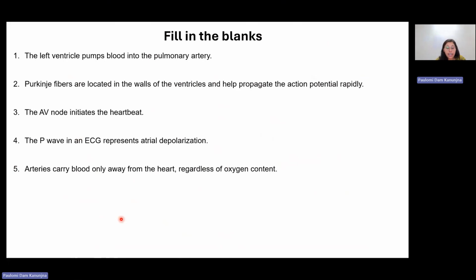So I will read out the 5 statements, and the question asks you which one is true and which one is false. The left ventricle pumps blood into the pulmonary artery. Purkinje fibers are located in the walls of ventricles and help propagate the action potential rapidly. The AV node initiates the heartbeat. The P wave in the ECG represents atrial depolarization. Arteries carry blood away from the heart regardless of the oxygen content.